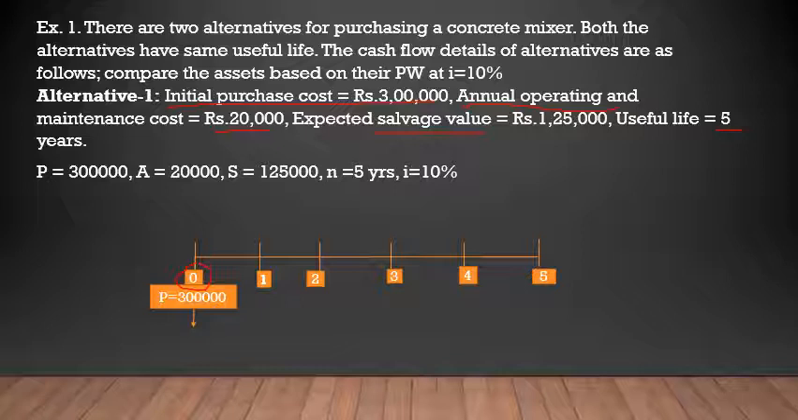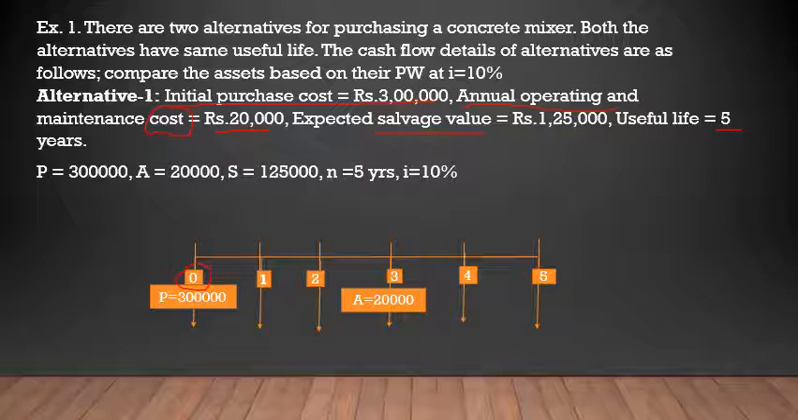Okay. And then annual operating and maintenance cost. It is cost. Cost means what? Obviously negative. So how will it appear? A will appear as negative 20,000. 1, 2, 3, 4, 5. 5 cash flows are there. They are all year-end payments. Please remember that. Unless otherwise they specify it as beginning of the year, it is always end of the year payment.